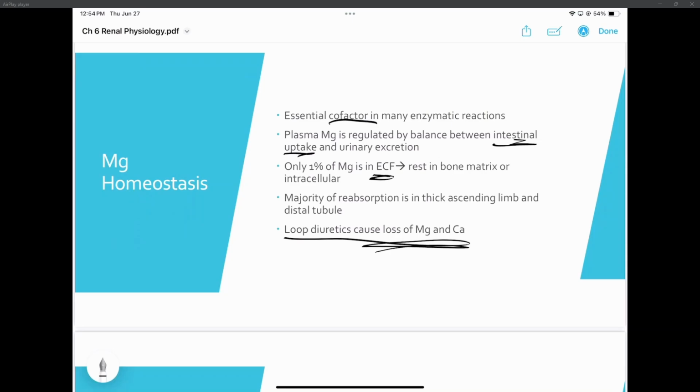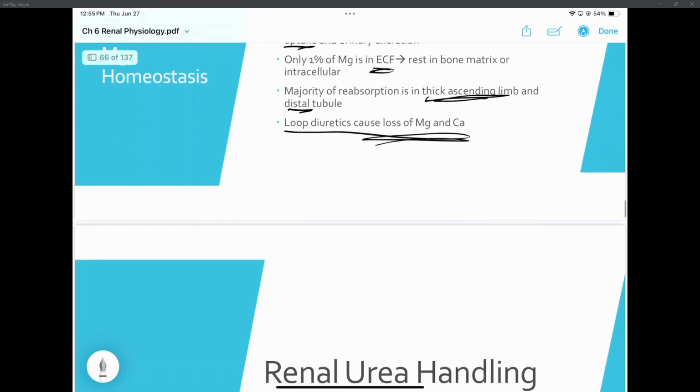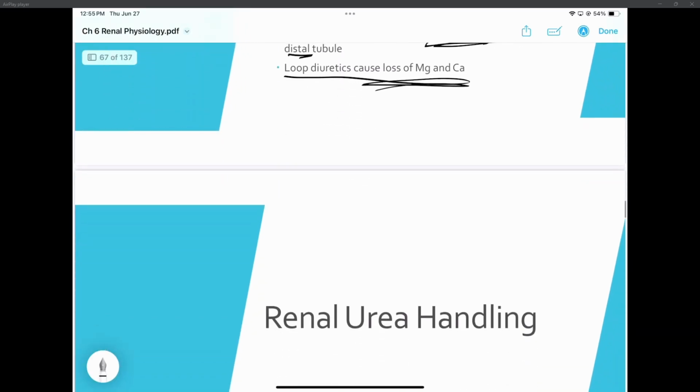And the majority of reabsorption for magnesium occurs in the thick ascending limb and the distal tubule. So towards the back end of the nephron is where magnesium is reabsorbed. That's it for magnesium. I told you these are fast.